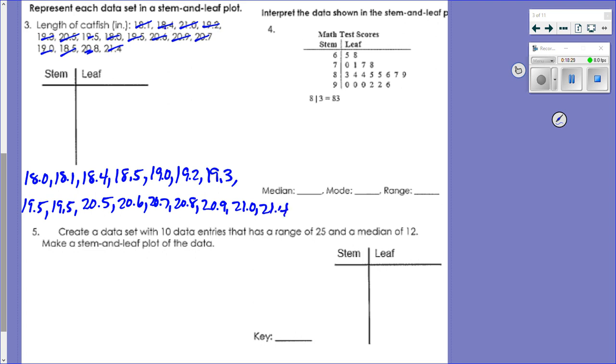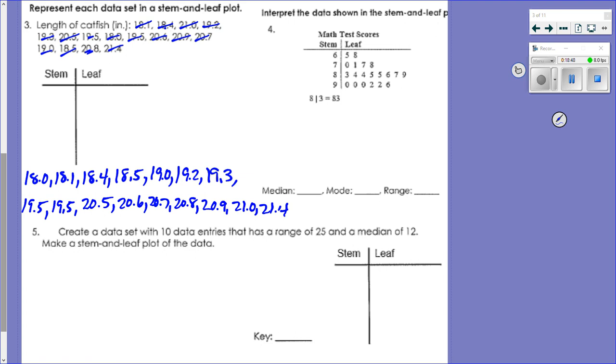Let me count. We got 2, 4, 6, 8, 10, 12, 14, 16. Good. So as long as I've got the same number again, the chance of me having rewritten one without crossing it out is really slim. So if I've got the same number, I probably wrote it right.